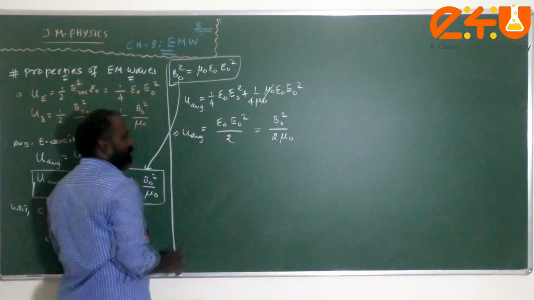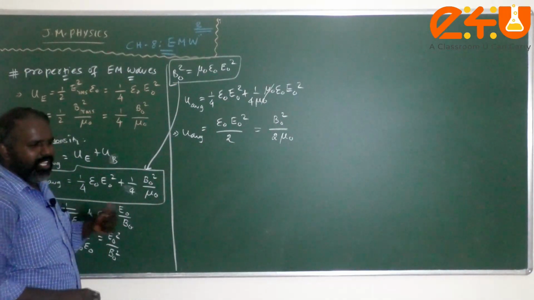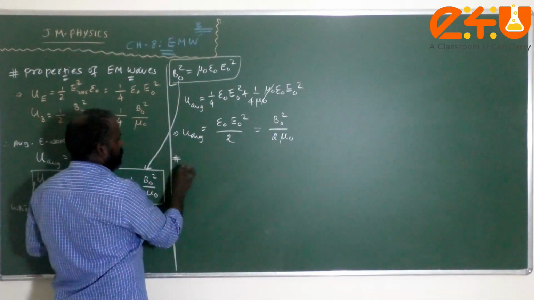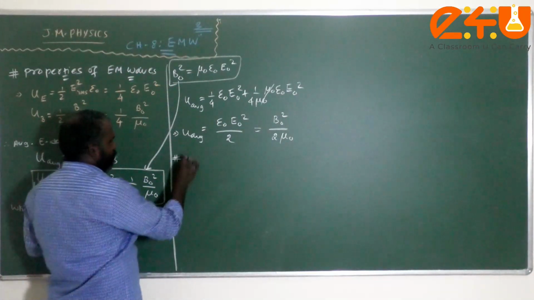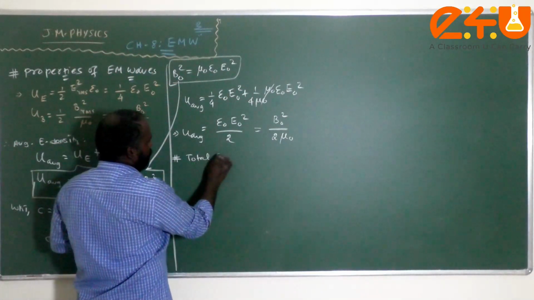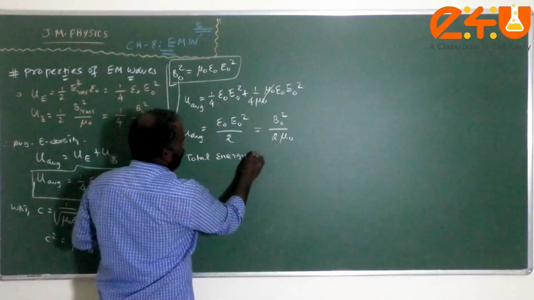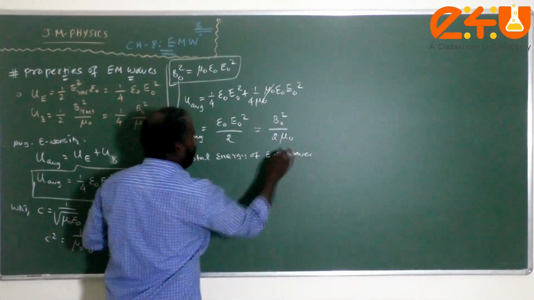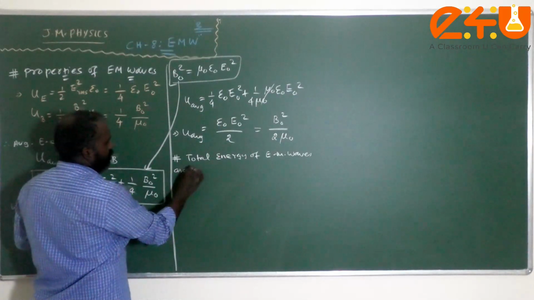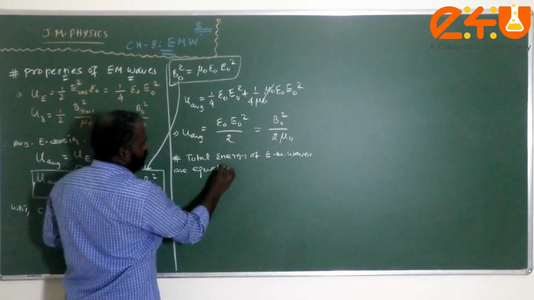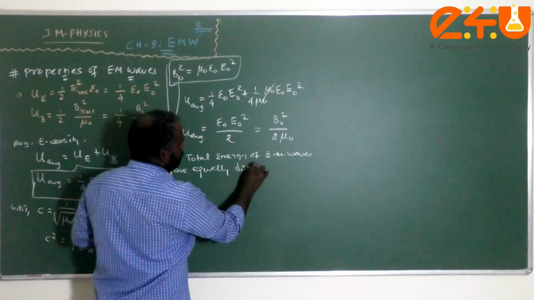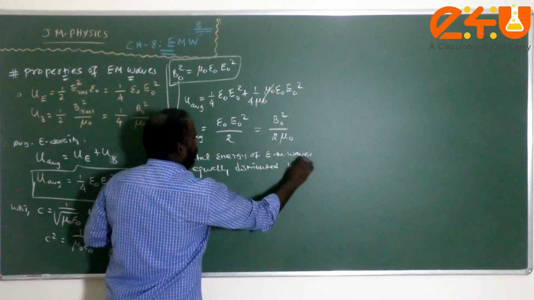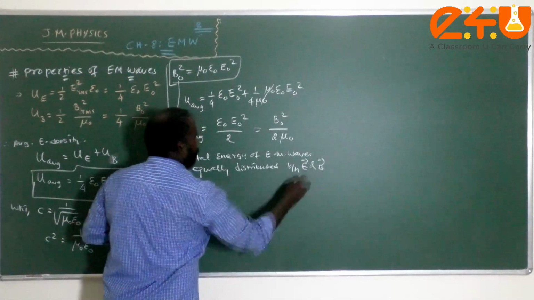This is the average energy density corresponding to the electromagnetic wave. And another important property is the total energy of EM waves. The total energy of EM waves is equally distributed between what, children? Electric and magnetic field.